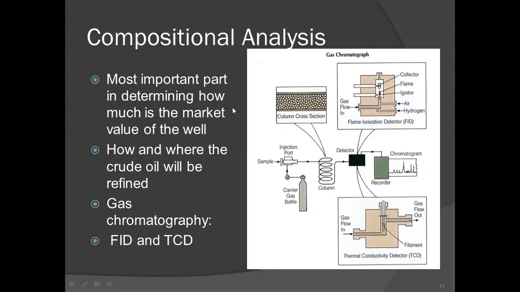The compositional analysis is important for determining the market value of that oil well, basically how much kerosene, bitumen, crude oil, or light crude oil is going to be produced from that oil well, and how and where the crude oil will be refined, because light crude oil will be refined through distillation, while heavy crude oil is going to be refined through high temperatures.